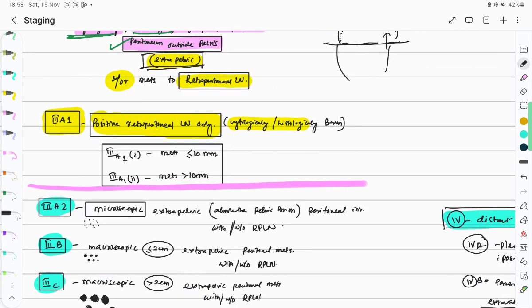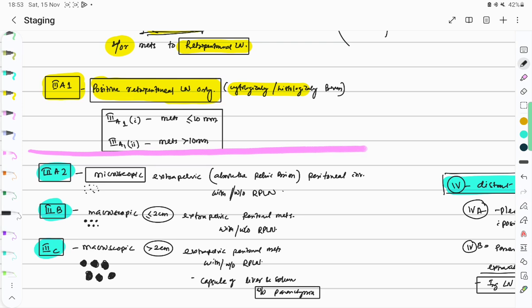I have drawn a line between 3A1 and 3A2 because these are completely different. So you can connect 3A2, 3B, 3C and remember 3A1 separately. So 3A1 is positive retroperitoneal lymph node only. There is only lymph node positive, cytologically or histologically. That means you have taken a biopsy, or during surgery you have done the lymph node dissection, and after dissection the lymph node comes positive, histologically confirmed. Then there is 3A1, positive retroperitoneal lymph node only. We can again divide into 3A1(i) and 3A1(ii). Single i means less than 10 mm size, and double i means more than 10 mm size.